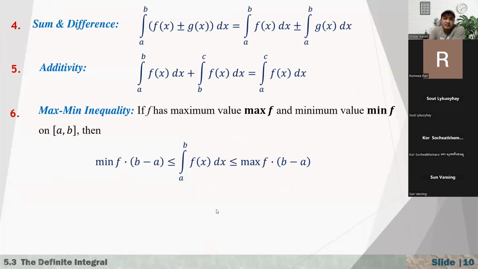And sum and difference: the integral from a to b of f of x plus or minus g of x dx is equal to the integral from a to b of f of x dx plus or minus the integral from a to b of g of x dx. Again, we are just using the properties of the sigma notation and also the properties of the limit, right? We know that the limit of f plus g is equal to the limit of f plus the limit of g, that is, L plus M.